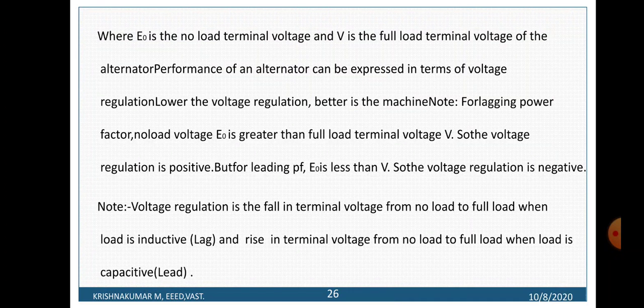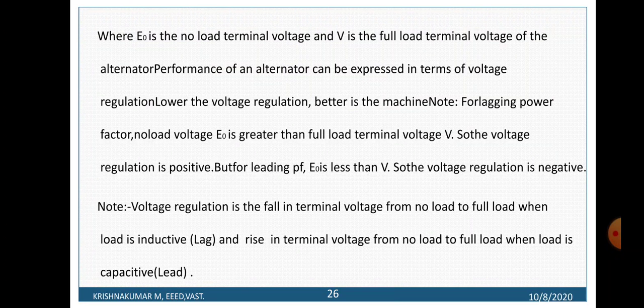When load increases, terminal voltage decreases if the load is inductive, and terminal voltage increases when the load is capacitive. Or we can define the voltage regulation like this: it is the fall in terminal voltage when the load is inductive, and it is the rise in terminal voltage when the load is capacitive.